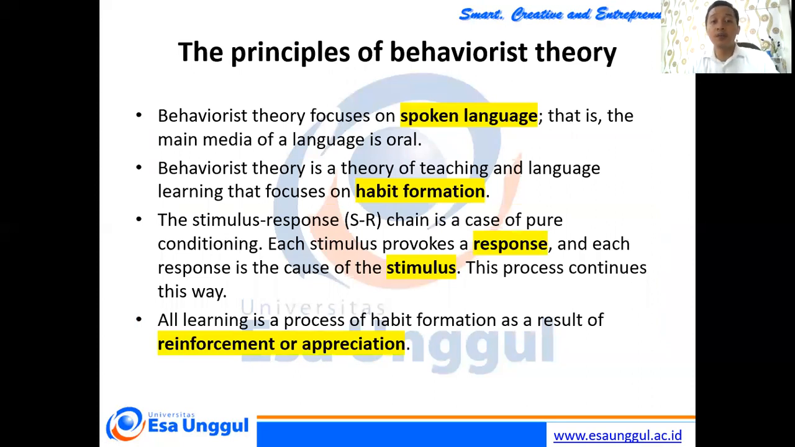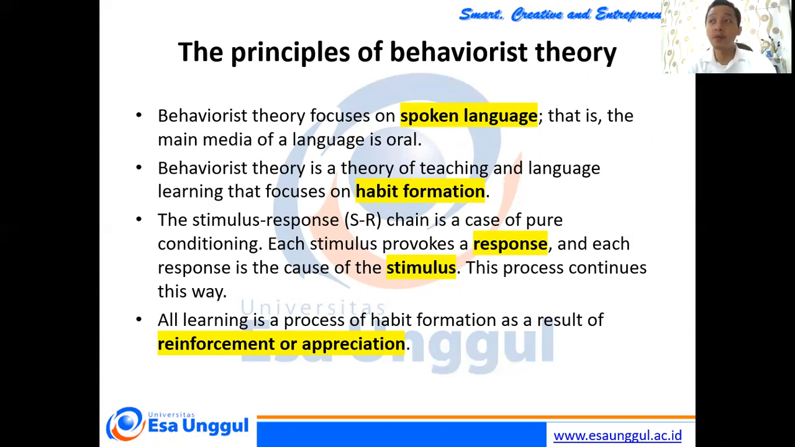The principles of behaviorist theory are, number one, focusing on spoken language, because the main medium of this theory is oral language. Second, it is a theory of teaching a language that focuses on habit formation. It's like the audiolingual method, if you still remember.